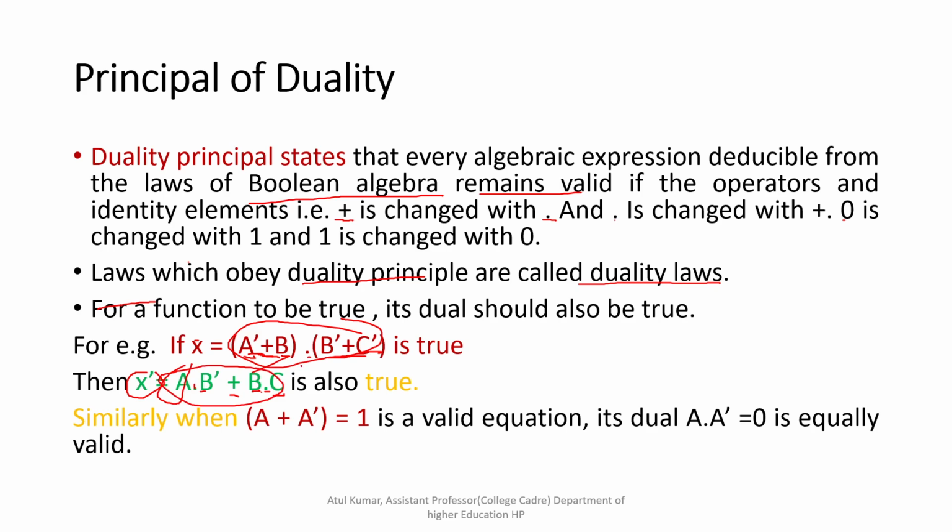And how can we validate that this is true? Just create a truth table for this and also create a truth table for this. You can see the same values and the same results for x and x bar. Similarly, when a plus a bar is equal to 1 is a valid equation, then a dot a bar is equal to 0 is also a valid equation.